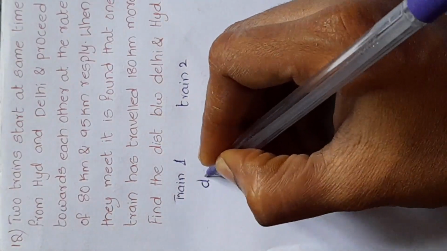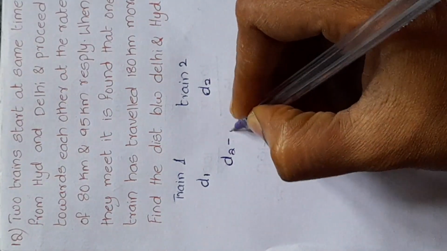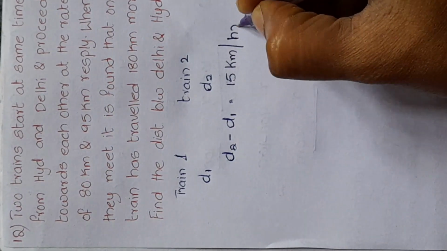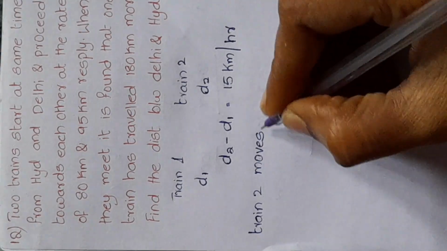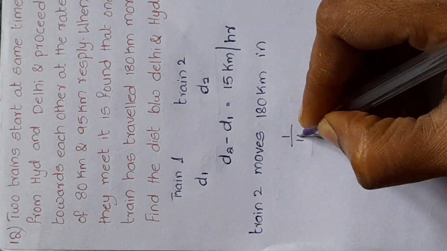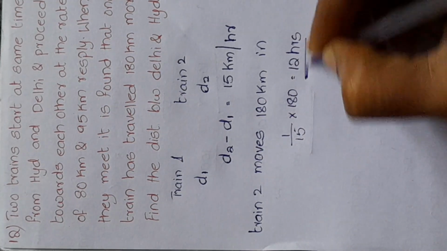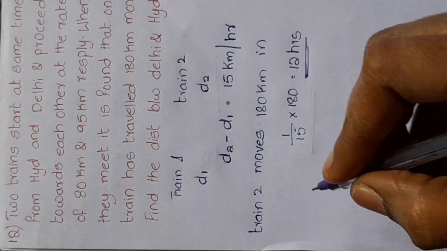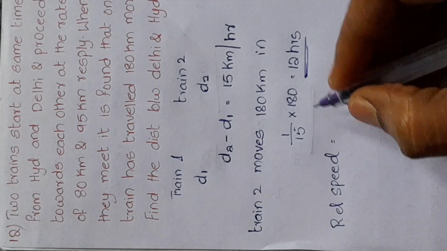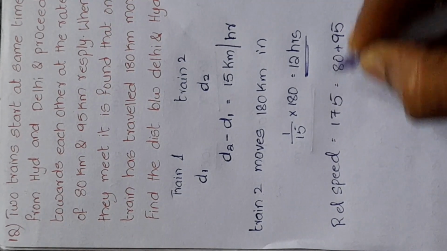Let the distance covered by train 1 be D1 and the distance covered by train 2 be D2. It is given that D2 minus D1 is equal to 15 km per hour. Now the second train moves 180 kilometers in 1 by 15 into 180, which is equal to 12 hours. In 12 hours it moves 180 kilometers. Since both the trains are moving in the opposite direction, the relative speed of both the trains is 175. That is, 80 plus 95 is 175.